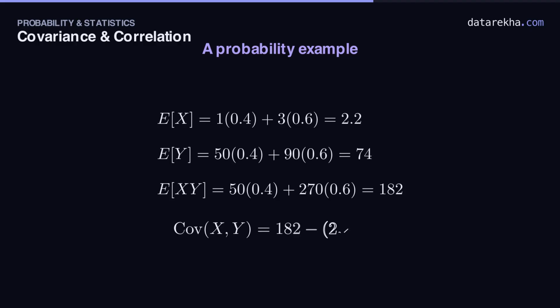Now the shortcut. Covariance is E of xy, 182, minus E of x times E of y. 2.2 times 74 is 162.8. Subtract, and the covariance is 19.2.